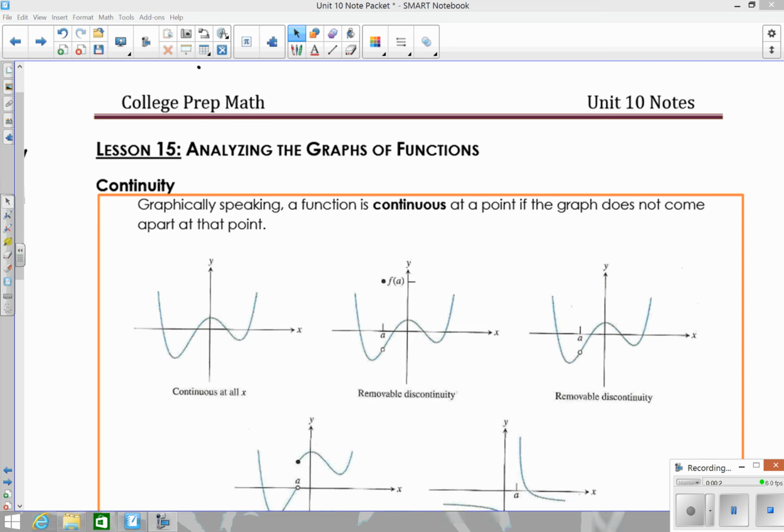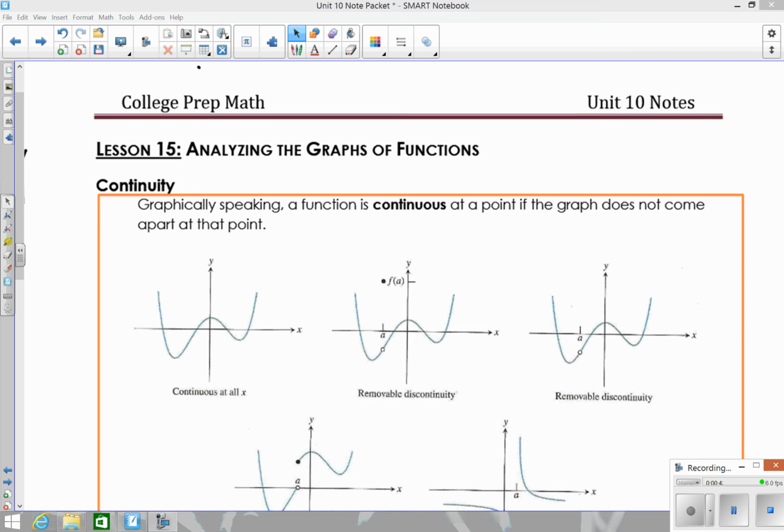So continuous basically just means that if I start at one point in the graph, can I trace the entire graph without having to pick up my pen or pencil? That means my graph is continuous. So when you look at this first one, this is continuous for this entire domain because I can trace the graph without having to ever pick up and move my pen or pencil.